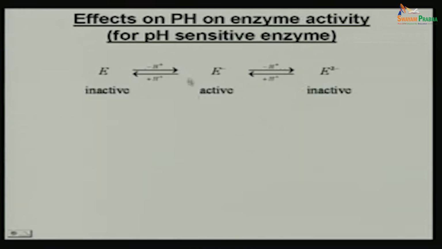Because of the effect of pH, there is a proton transfer, a hydrogen ion transfer. The enzyme is typically assumed to be active in the E minus form. If there is a hydrogen ion transfer to it, it can become the E form, the non-ionic form, or it can go to the double ion form, E2 minus, both of which are inactive. So it is active only within this range. Essentially, that is how pH affects it.